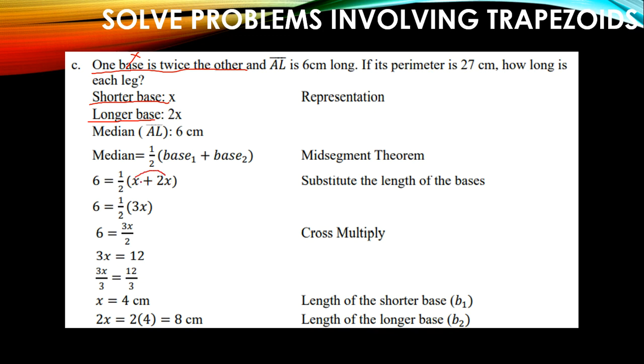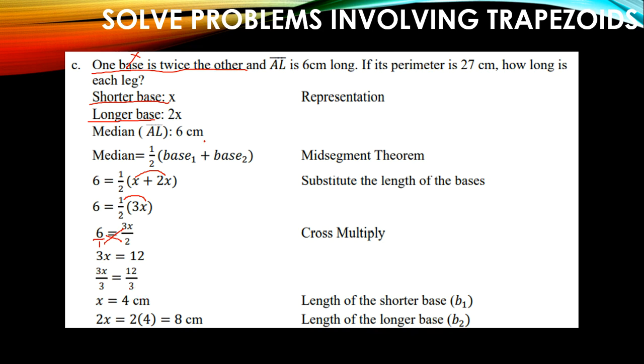Then combine, or add, x plus 2x, that becomes 3x. Then we have 6 equals 1/2 times 3x. Multiply 3x by 1, so 3x times 1 equals 3x. So we have 6 equals 3x over 2. Then cross multiply. 3x times 1 becomes 3x, and 6 times 2 equals 12. Then divide both sides by 3. So x equals 4 centimeters.